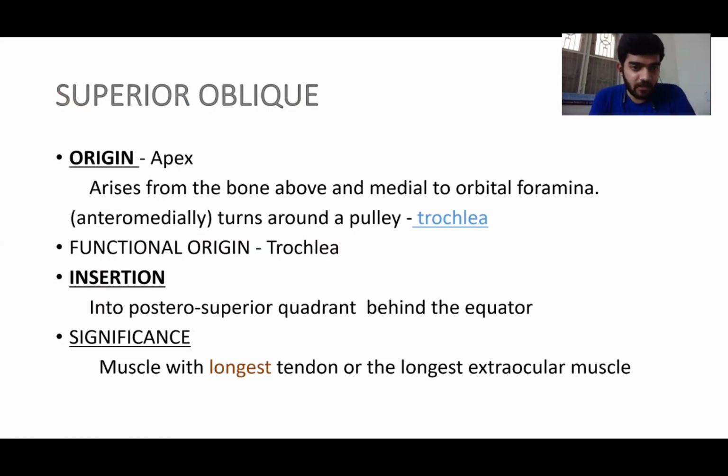Superior oblique. Its origin is from the apex, arising from the bone above and medial to the optic foramen, and it anteromedially turns round a pulley, the trochlea. So its functional origin is also known as the trochlea. Insertion is into the posterior quadrant behind the equator, and its significance is that it is the muscle with the longest tendon, the longest extraocular muscle.